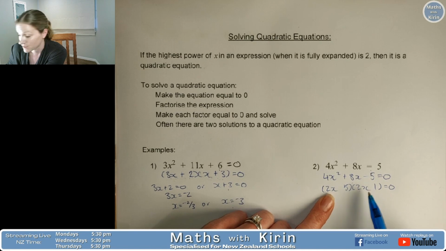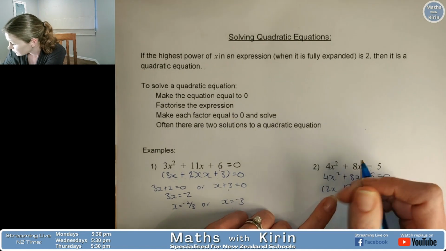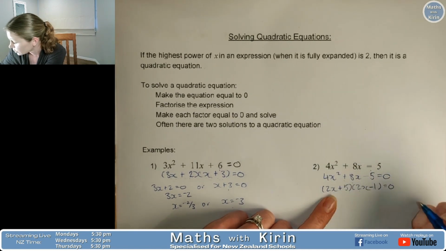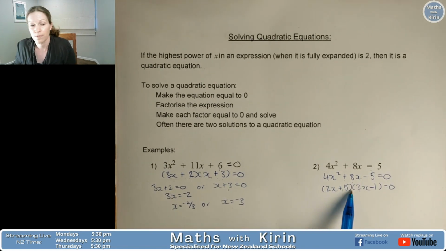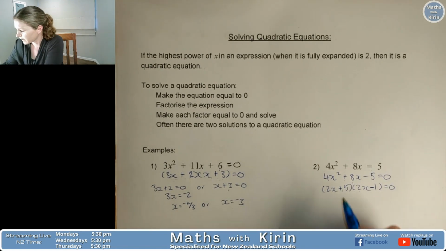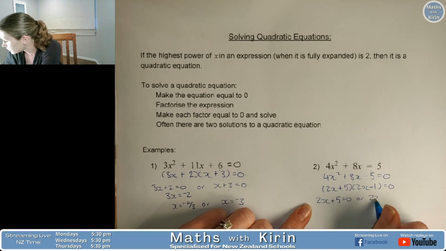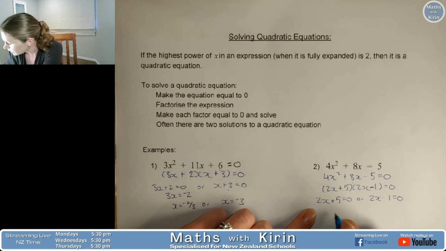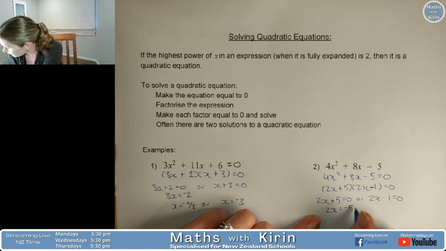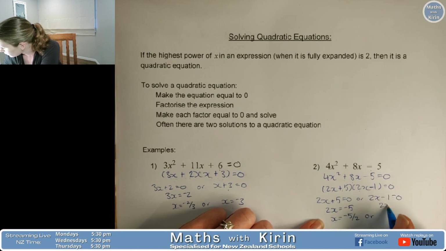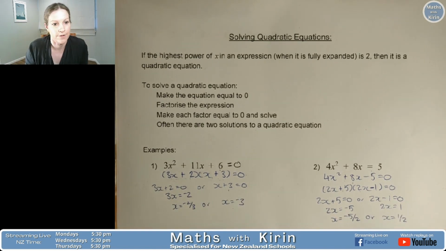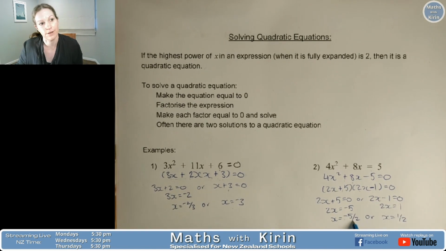We now just need to get the right signs. If we want positive 8, then we need positive 10 minus 2, so positive 5 minus 1, making each factor equal to 0. So 2x plus 5 is equal to 0, or 2x minus 1 is equal to 0. So 2x is equal to negative 5, x is equal to negative 5 over 2, or 2x is equal to positive 1, which means x is equal to positive half. So two solutions: x is negative 5 over 2, or x is positive half.